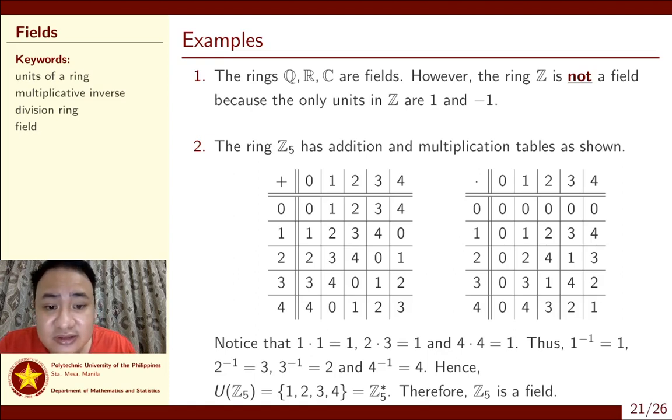And these are precisely the non-zero elements of Z sub 5. Therefore, this is a division ring. Since Z sub 5 is a commutative ring, Z sub 5 is a field. Do you get that?